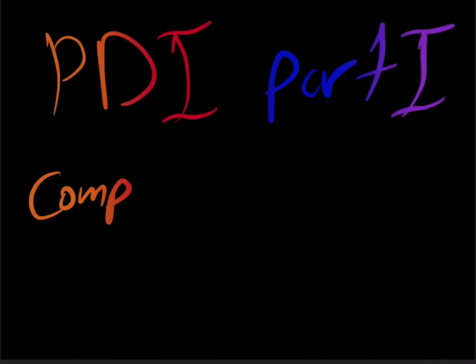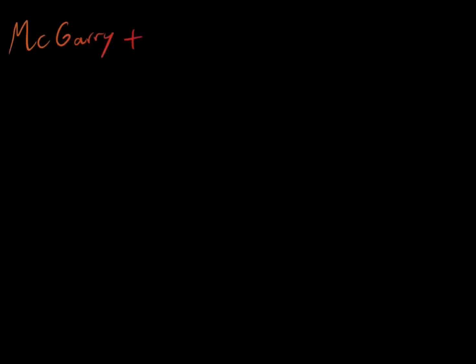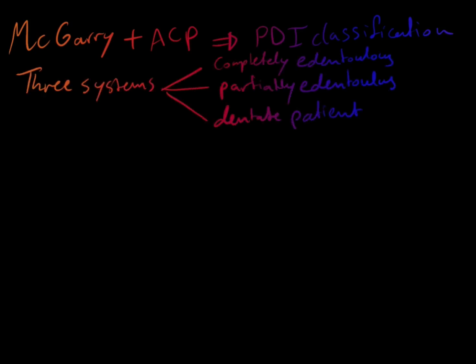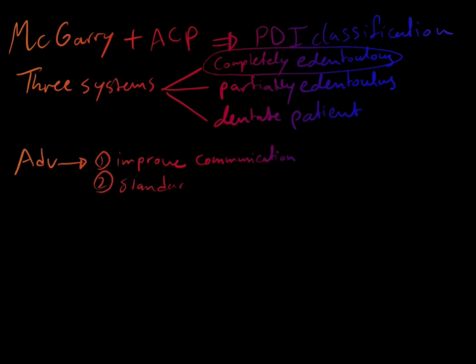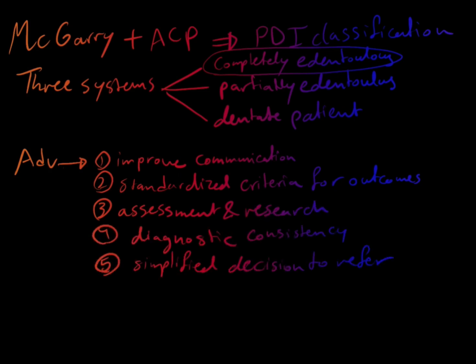BDI Part 1: Completely Edentulous. McGarry and the American College of Prosthodontists have developed three systems: for edentulous patients, for partially edentulous patients, and for dentate patients. The advantages are improved communication, standardized criteria for outcomes assessment and research, diagnostic consistency, and simplified decisions to refer the patient.